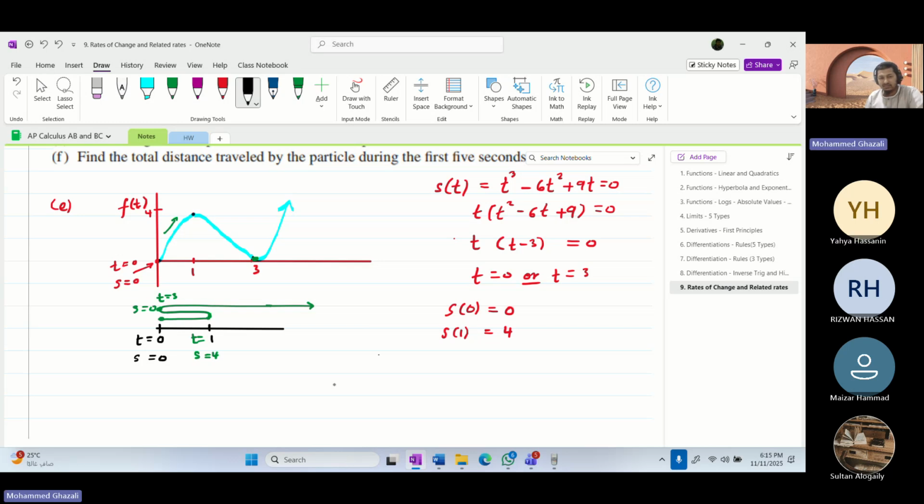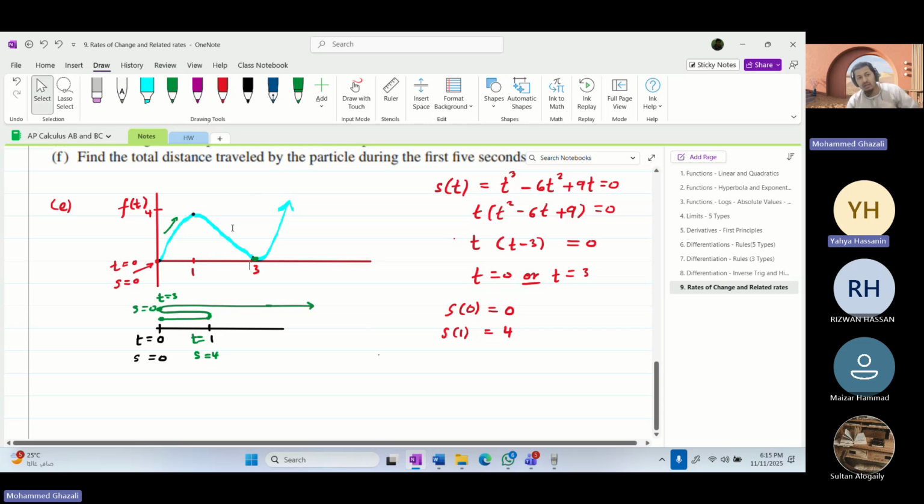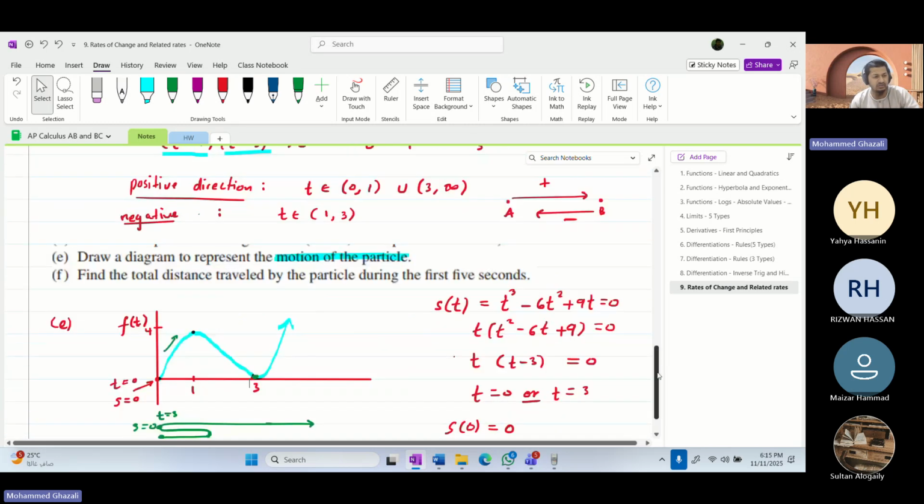Does that make sense? Just remember, every increase and decrease on the f of t or the s of t function is basically changing direction.